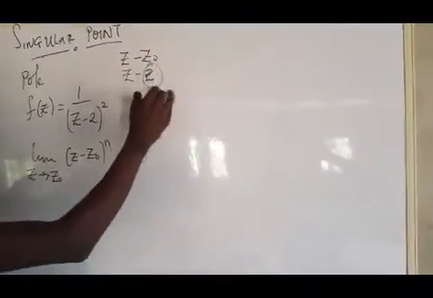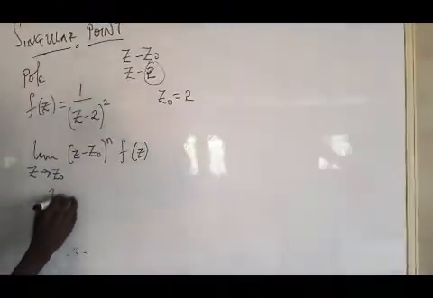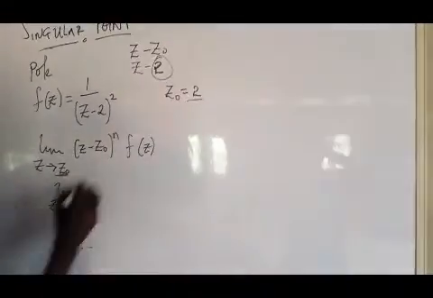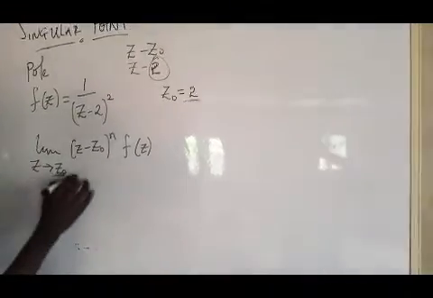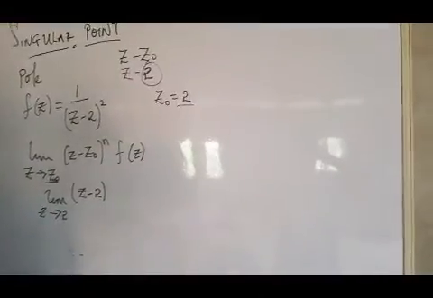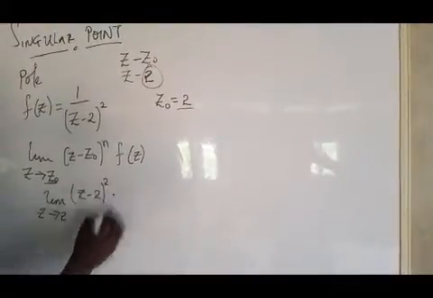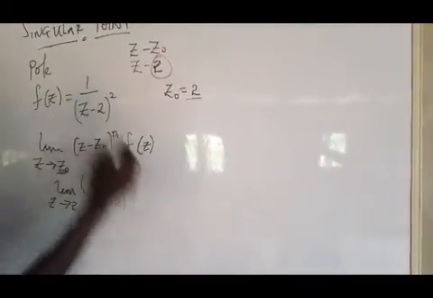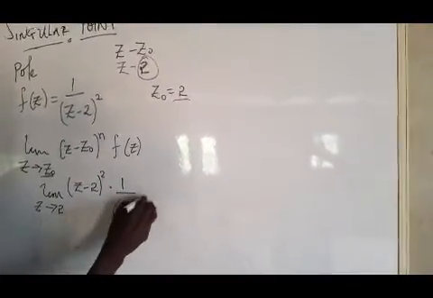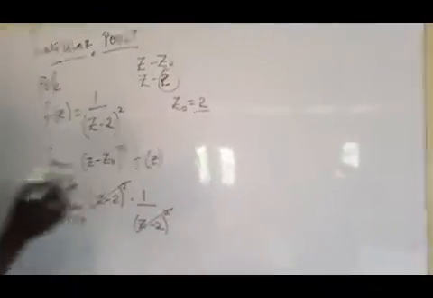That means automatically my z naught is 2. So it will now become limit as z tends to 2 of z minus 2 raised to power n. This is your n, which is 2, multiplied by f of z. What's the f of z? 1 over z minus 2, all raised to 2. And now you can see from here that this will cancel this, right?